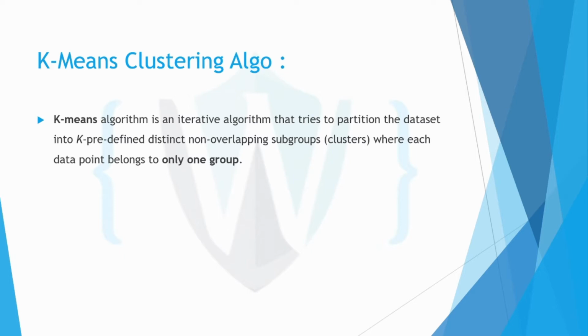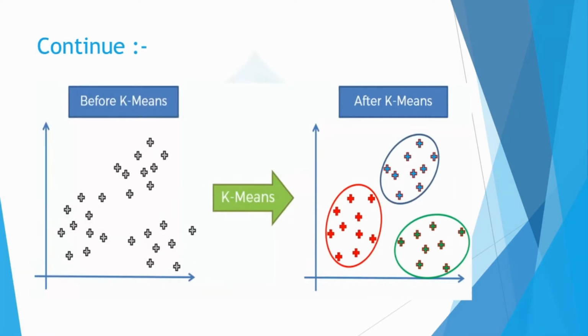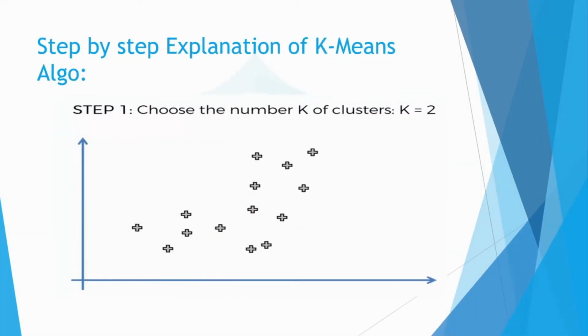So let's understand what k-means is. Suppose we are given this plot as an example data set. After applying k-means, we get something like these three clusters. So let's understand how this mechanism works. This is a step-by-step explanation of the k-means algorithm.